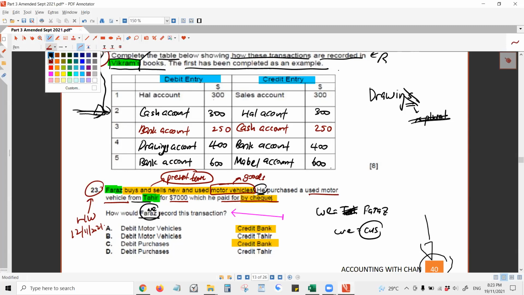Because I told you that in this question, motor vehicles refer to goods. When you buy goods, you debit purchases. When you buy NCA, you debit the name of the NCA. But in this question, motor vehicles are not treated as NCA. It's goods. Okay, now next one.